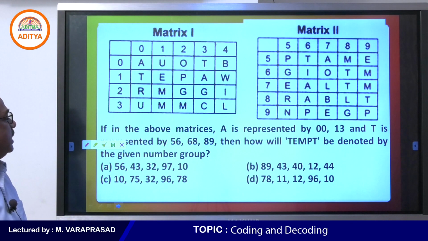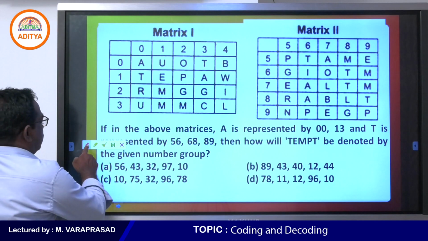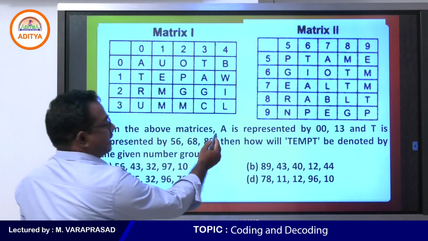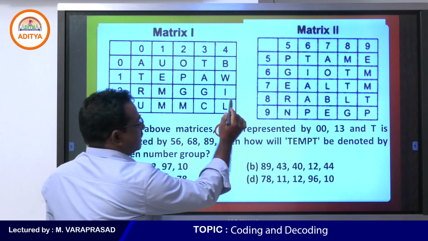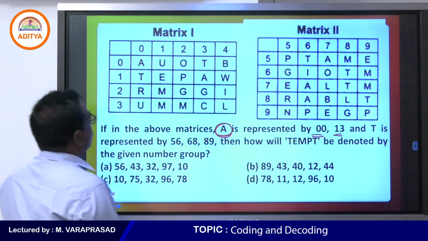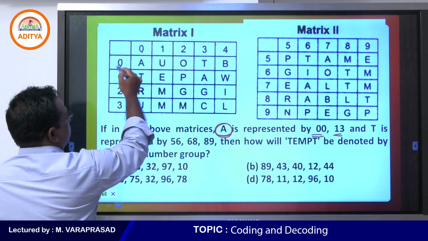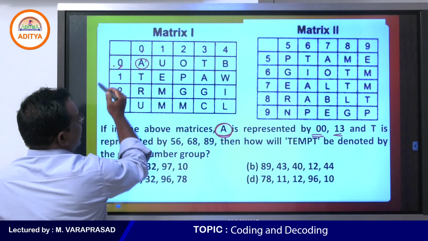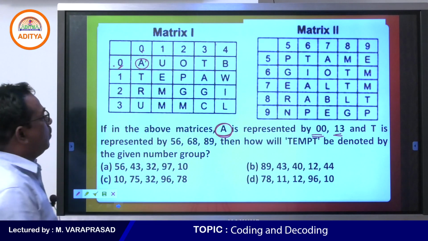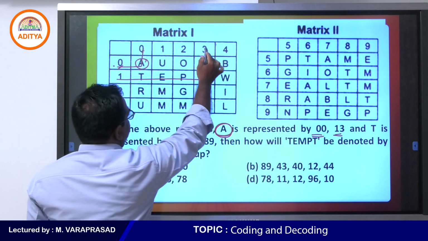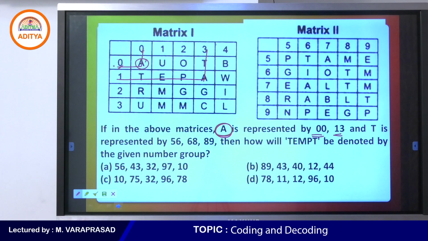Row by column. See once, in this example, in the above matrices, A is represented by 0 0 and 1 3. So A means 0 0. A means 1 3 is written. A means 0 0, A means 1 3.